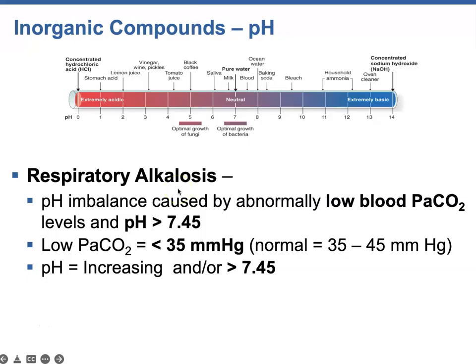If the problem is a respiratory issue, which means they hyperventilated, that is your key word, then it's respiratory alkalosis because the problem was a respiratory issue. And the end tidal will tell you that the end tidal carbon dioxide is low, under 35. If we were to measure the pH, it would be greater than 7.45.